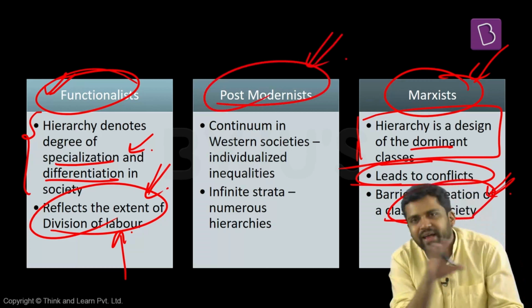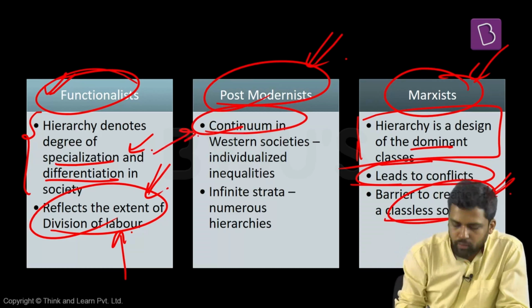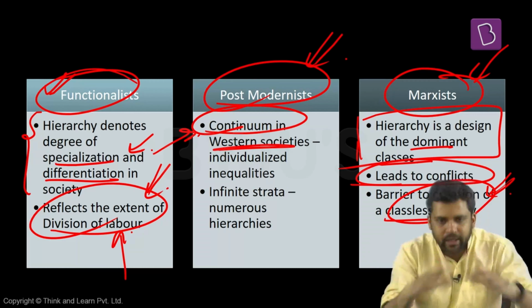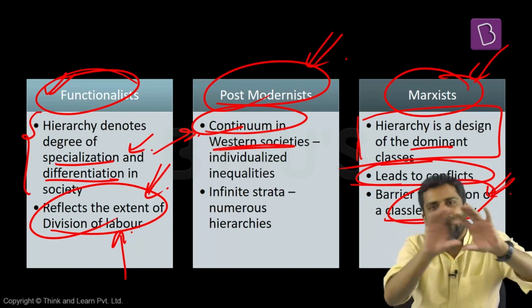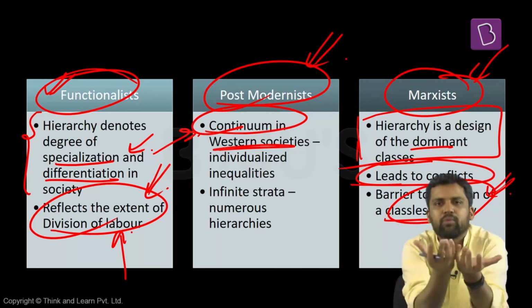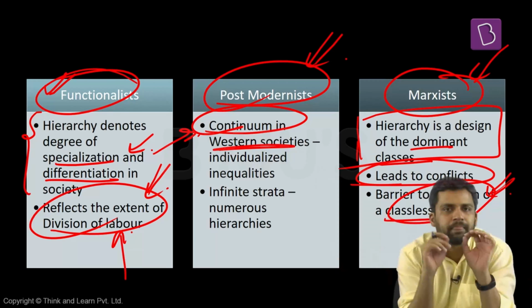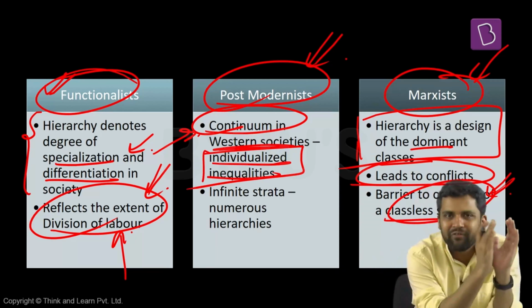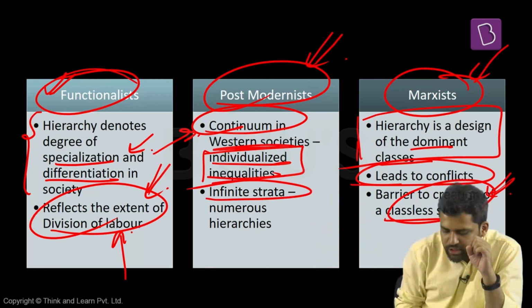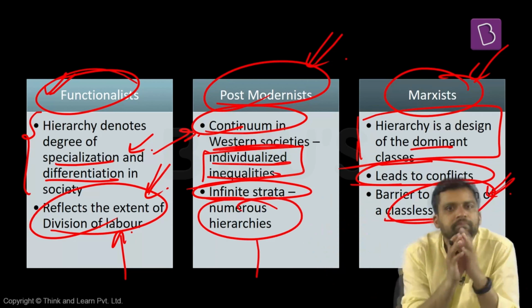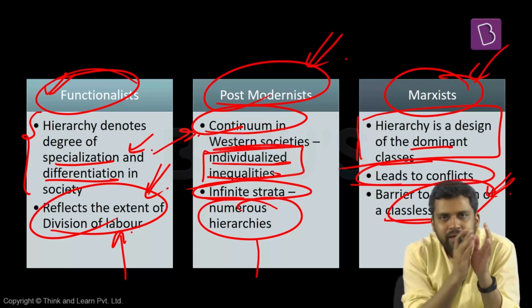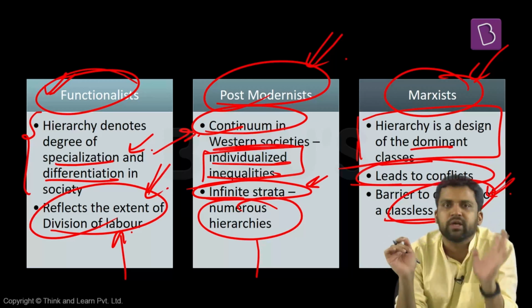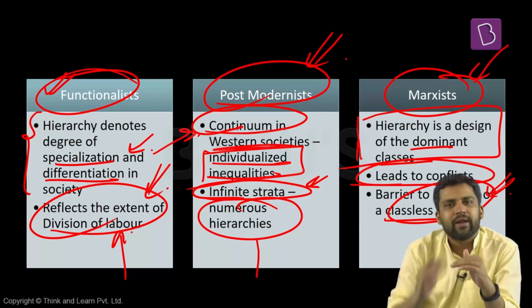Postmodernists have another perspective. According to them, there now exists a continuum in Western societies of individualized inequalities. Previously, inequalities were in the form of groups. One group is here, another group is here, and each group will have individuals who have a similar kind of access to resources, or a similar position in the class hierarchy. But now every individual is different. There is a continuum here, a continuum of individualized inequalities. So you have an infinite number of strata, numerous hierarchies. Multiple hierarchies are there, and you have infinite strata. So individualized inequalities in Western societies as per postmodernist thinkers. Previously, it was thought that there are a limited number of hierarchies.